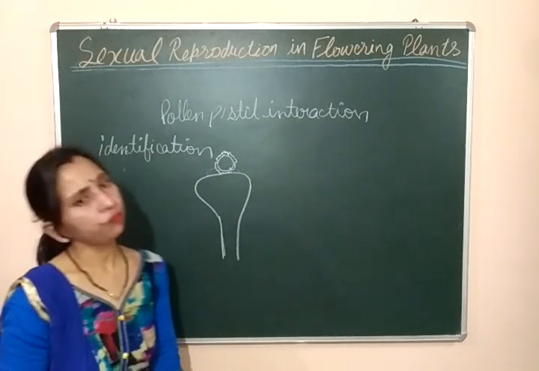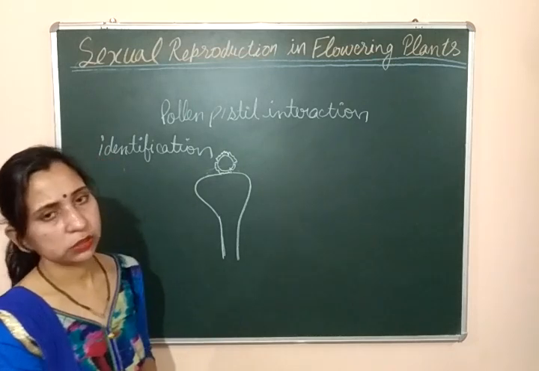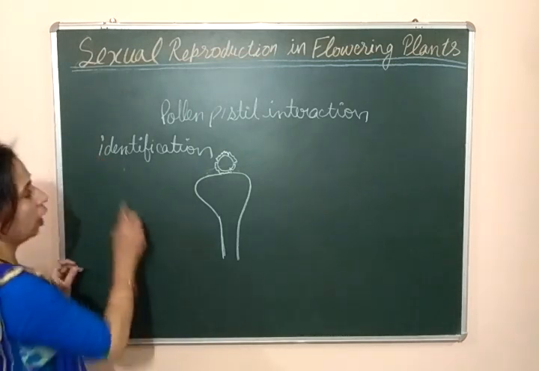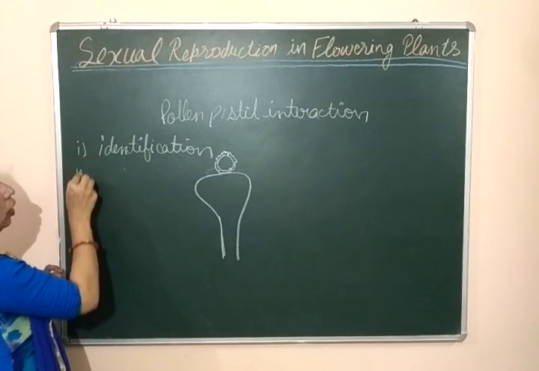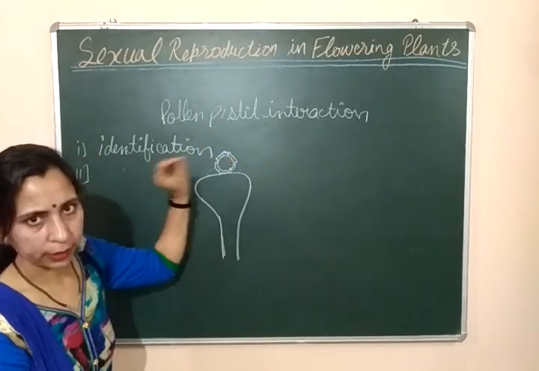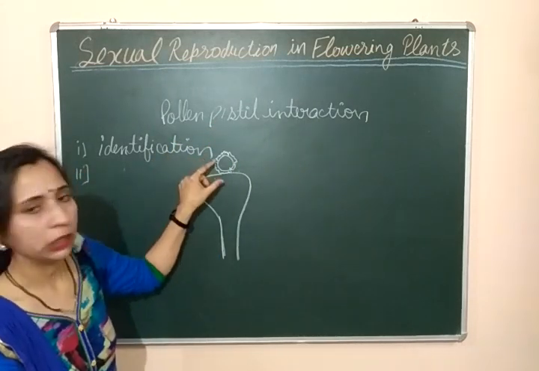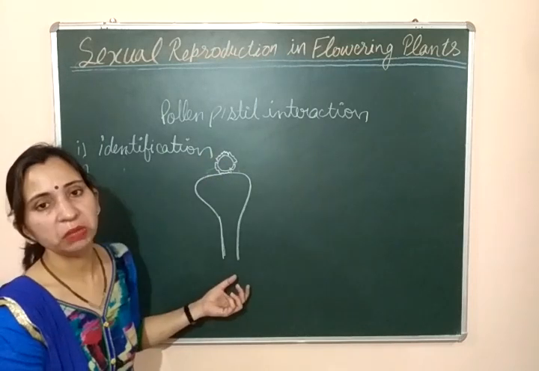If the pollen grains are of the right type, then the interaction or next process will start. What is the next process? After the identification comes the pollen-pistil interaction. First, let's see why we are saying pistil, because pollens are not directly interacting with the female gamete.